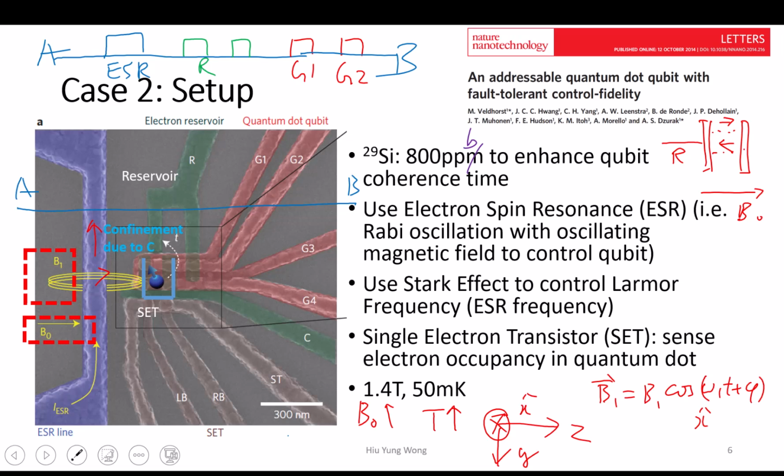Do you always define B0 as the Z? Yes, I would just define B0 as the Z, call it up. You can have your own definition, but usually people define it this way. Because they did not define what is Z in this paper, you read it and it matches.